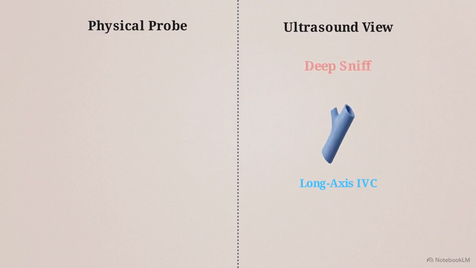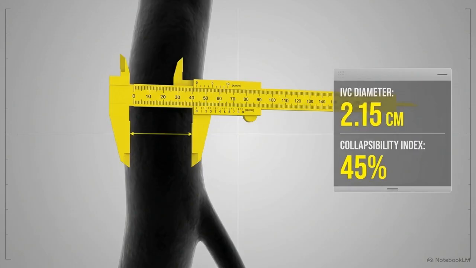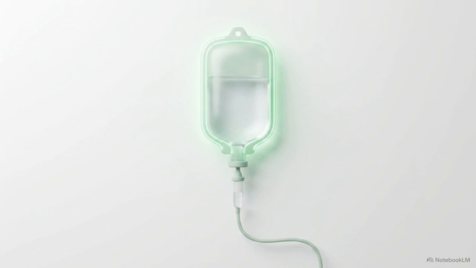Have the patient take a deep sniff and watch the IVC walls physically collapse inward. Measuring the diameter and collapse of the IVC provides a direct, real-time estimate of the patient's central venous pressure. If the vessel collapses easily, the pressure is low, meaning the patient can safely tolerate intravenous fluids.